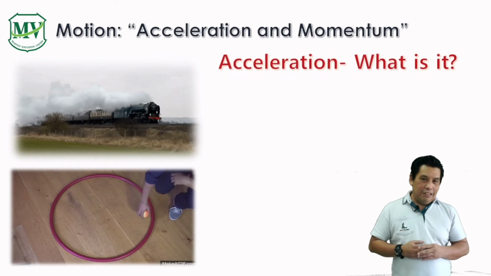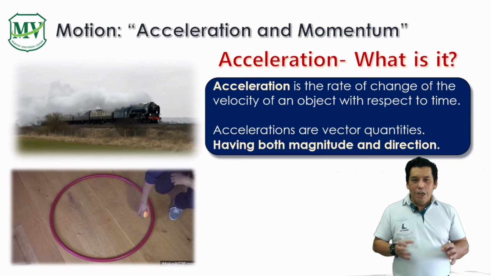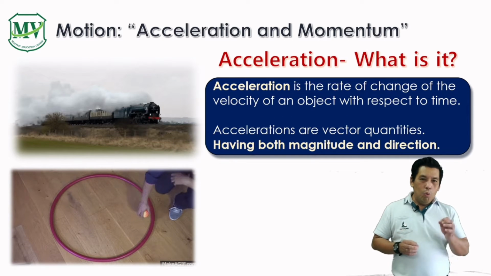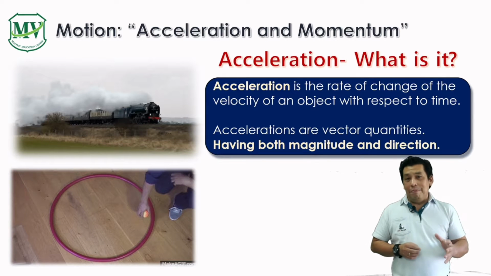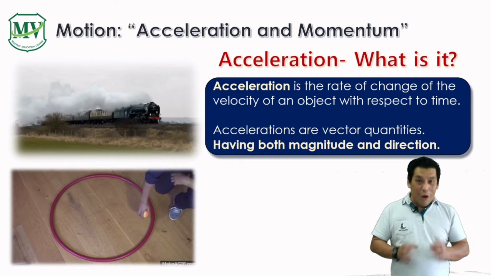What is acceleration? Acceleration is the rate of change of the velocity of an object with respect to time. It is always a function of time. Now, acceleration is a vector quantity because it has both magnitude and direction.